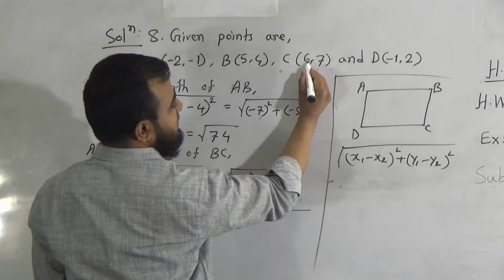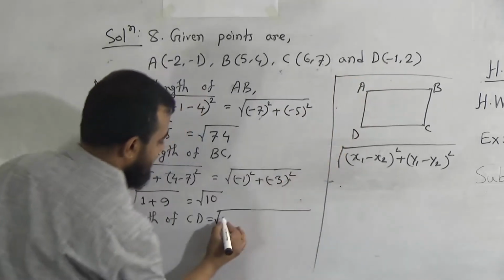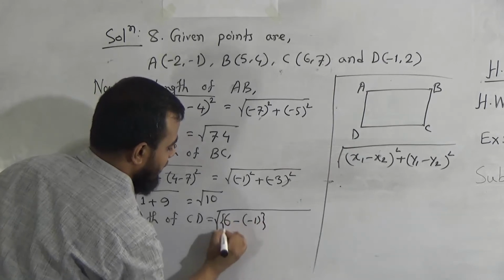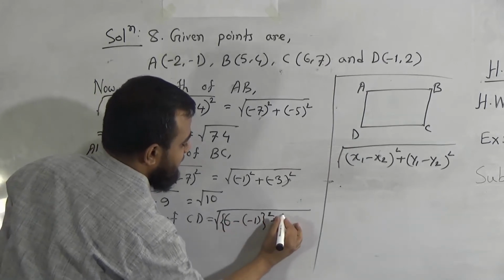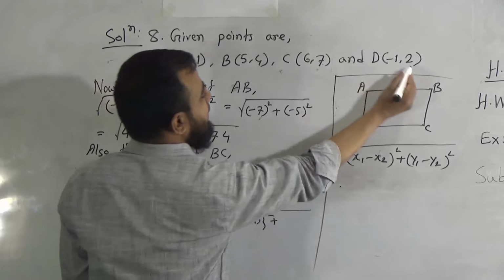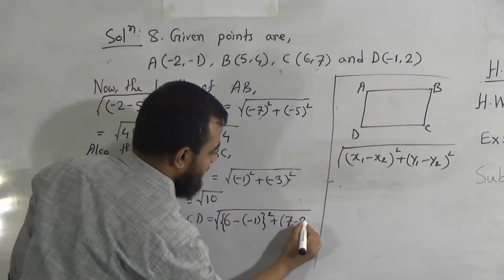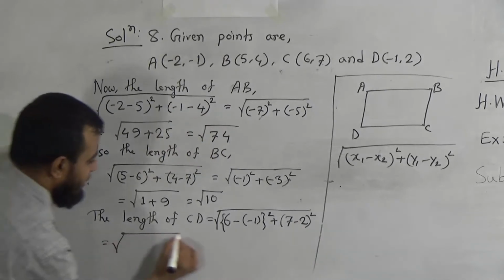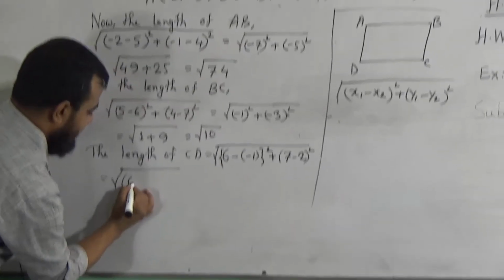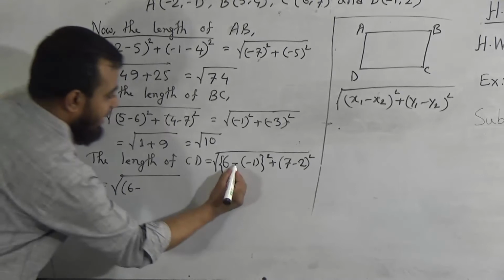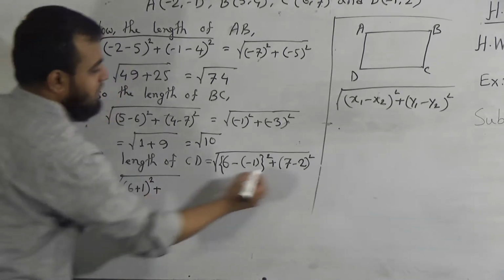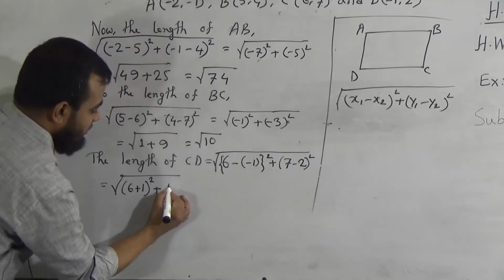x minus x1, that is 6 minus 1, whole square, plus 7 minus 2, whole square. Now that's equal to how much? Look, my dear students, it's 6 minus and minus makes plus 1, whole square, plus 7 minus 2, that means 5 square.